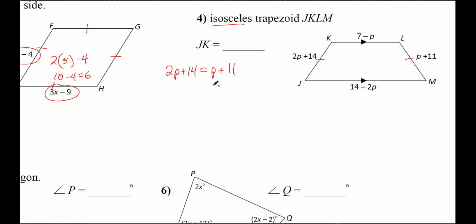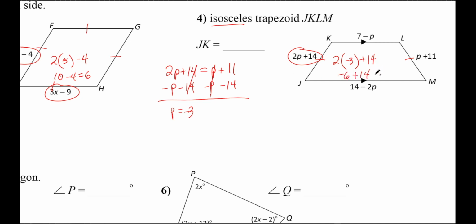So let's solve for p. Subtract from both sides. Get rid of the 14, so I subtract that 14 from both sides. And 2p minus 1p is p equals, that cancels. What's 11 minus 14? That's negative 3, isn't it? It's not my answer, though, is it? I'm trying to find this length right here. So I'm going to plug it in for this. So let's plug it in. 2 times negative 3 plus 14. 2 times negative 3 is negative 6 plus 14, and that is 8.